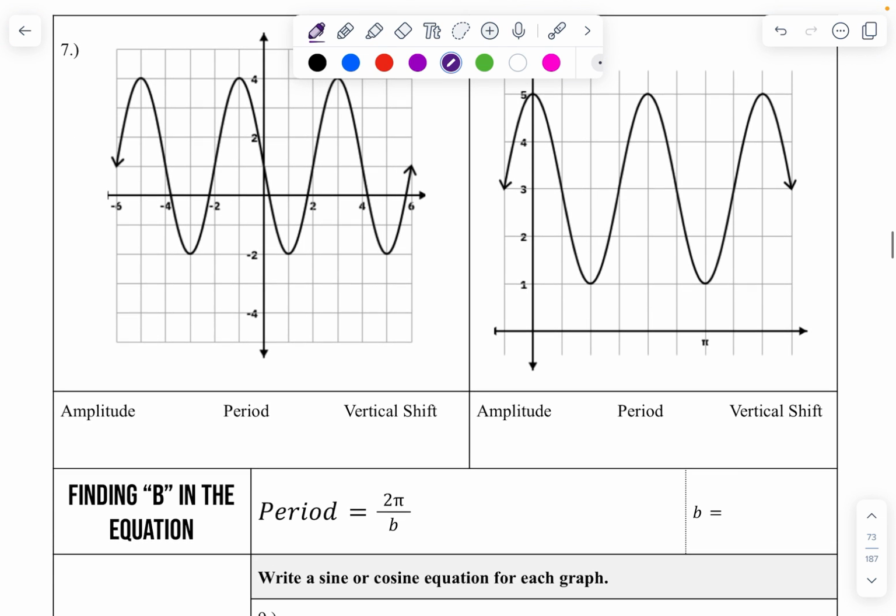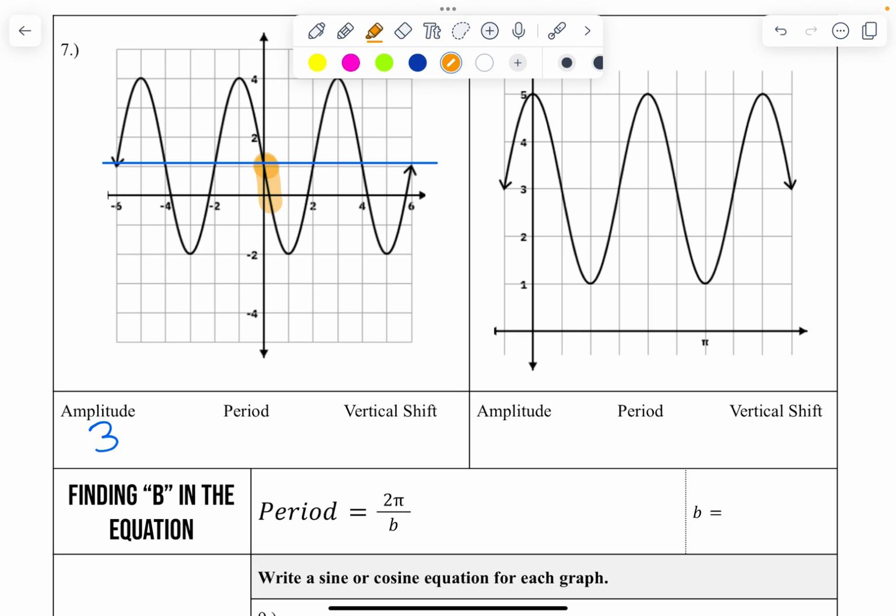All right, on our next page, again, start by drawing in that midline. And so we can see that's at y equals 1. And so from there, it's from 1 to 4, that's 3. Or you can see from 1 to -2, so that the amplitude is 3.